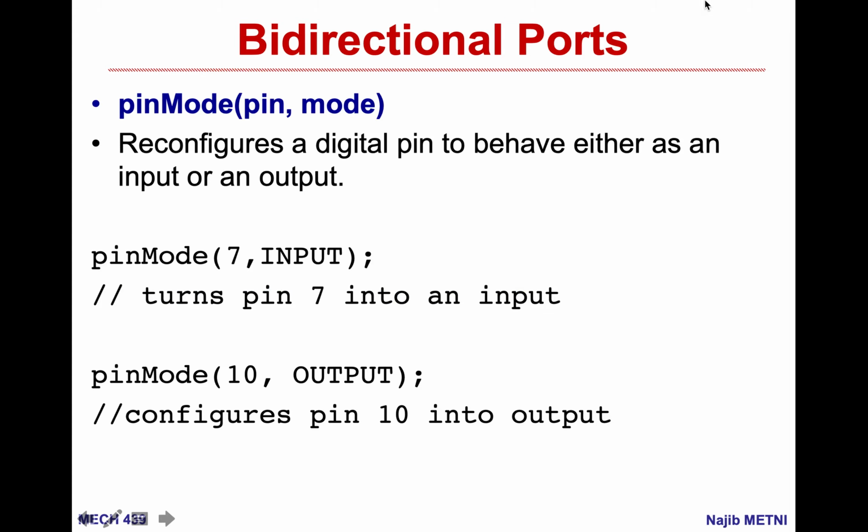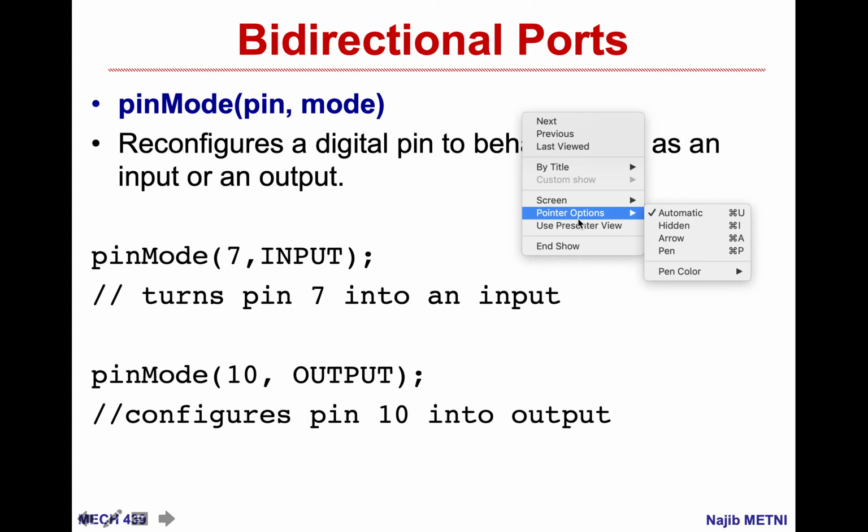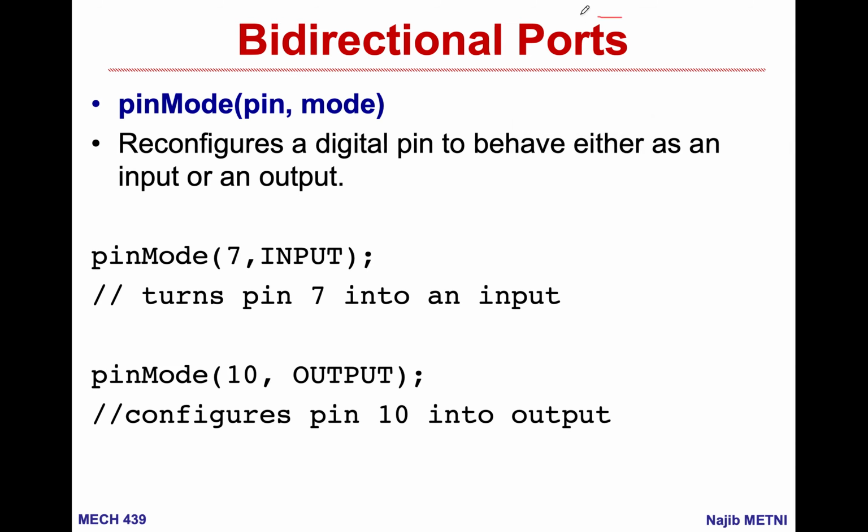So as I said, all the ports that I have are bidirectional. So they can be used as input and output. Now the thing is, how can I specify? If you recall the Arduino, if you have it in front of you, you see that you have the digital pins going from 0 to 13 in the Arduino Uno. So each digital pin has a number going from 0 to 13.